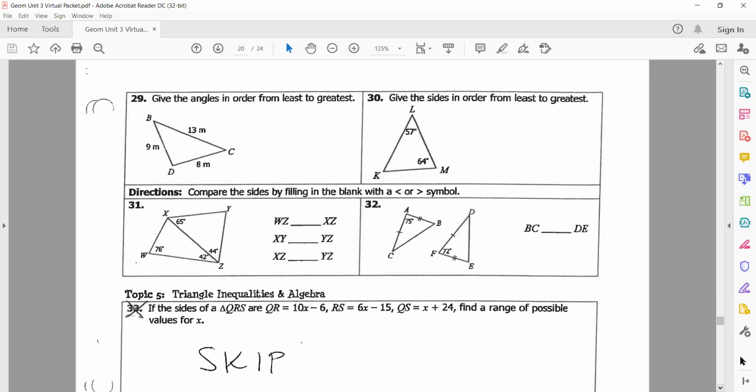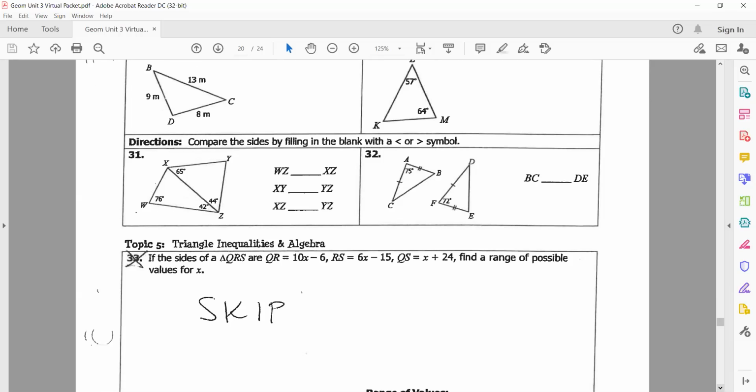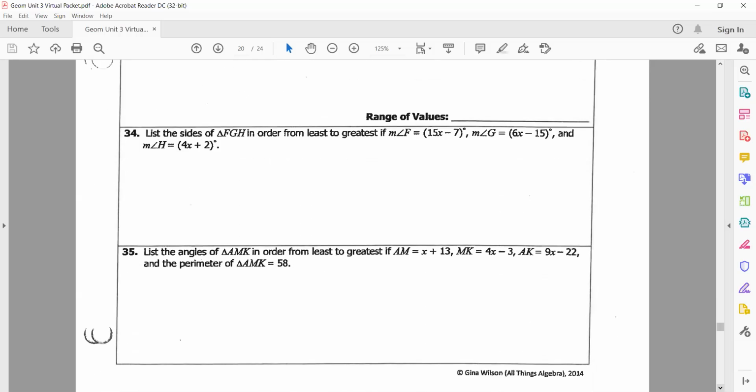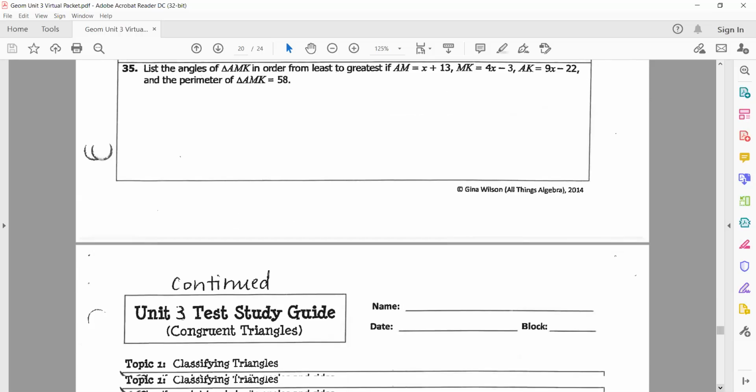The order is going to be the same whether you're talking about the angles and you know those, or whether you're talking about the sides and you have that information. Greatest to least.